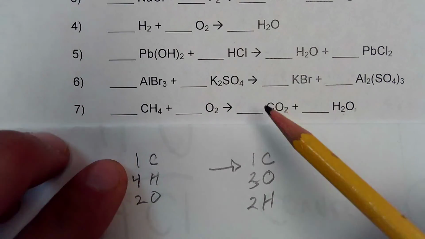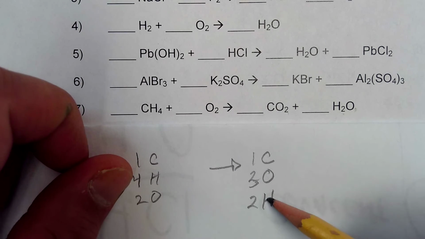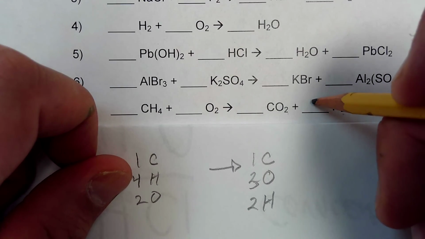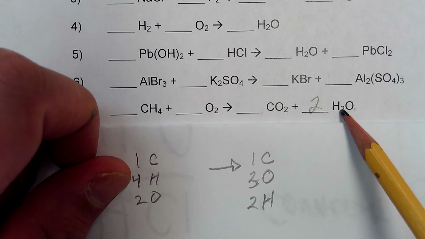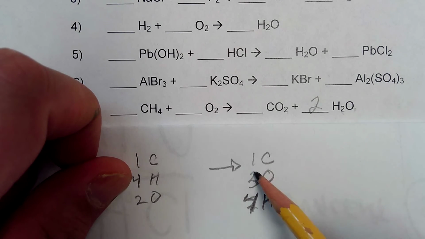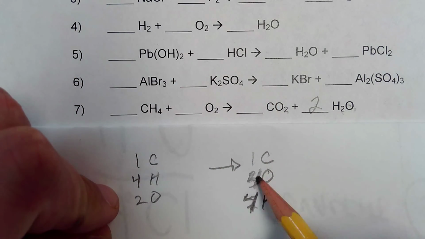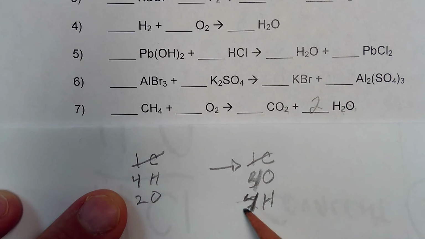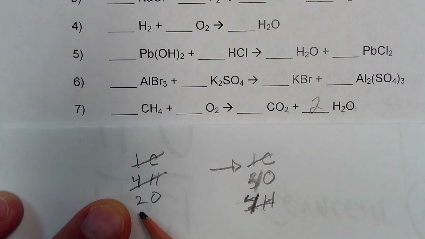So my carbons are good. However, my hydrogens, 2 and 4, are not. And so how about I go ahead and do this. I'll put a 2 here. Okay? So this is going to give me 4 hydrogens and 2 oxygens. And I've already got 2 over here, so that's 2 and 2 is 4. 4 oxygens. Okay, in doing that, carbons are balanced. 4 hydrogens, those are balanced. And now I have 4 oxygens because I changed that. But I only have 2 here.